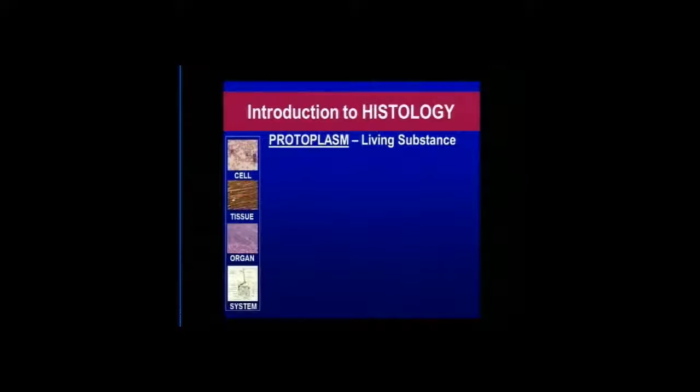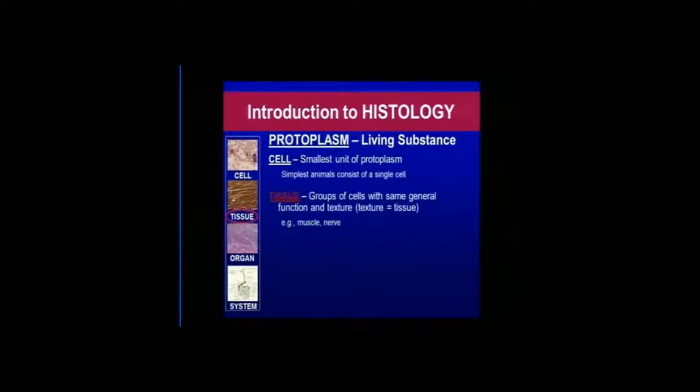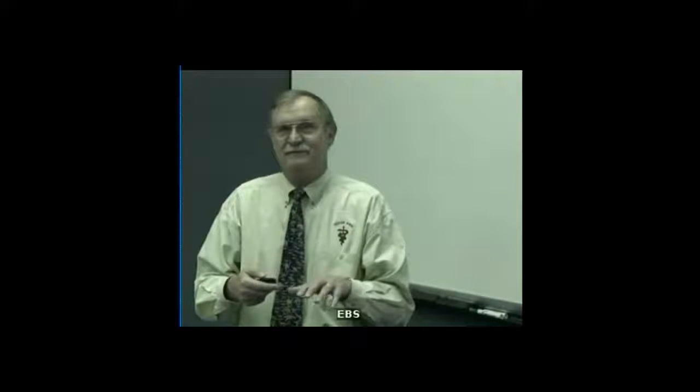Now, protoplasm is living substance, and the cell is the smallest unit of living substance, and tissues are groups of cells with the same type of function, like nerve or muscle. And in French, the word texture means tissue. Whenever the early explorers stuck their hand in the brain, they discovered it's different than touching muscle. And so it had a different texture, and that's why they gave them the name tissue, because it had different textures associated with it.